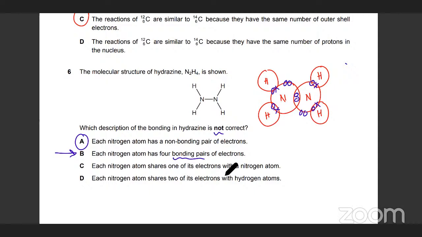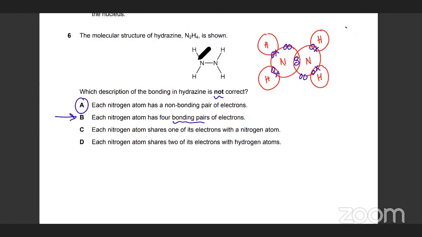Each nitrogen atom shares one of its electrons with a nitrogen atom. That is true. Each nitrogen atom shares 2 of its electrons with hydrogen atoms. That's also true. It's sharing one with this and one with this. So that's your dot and cross diagram for N2H4.